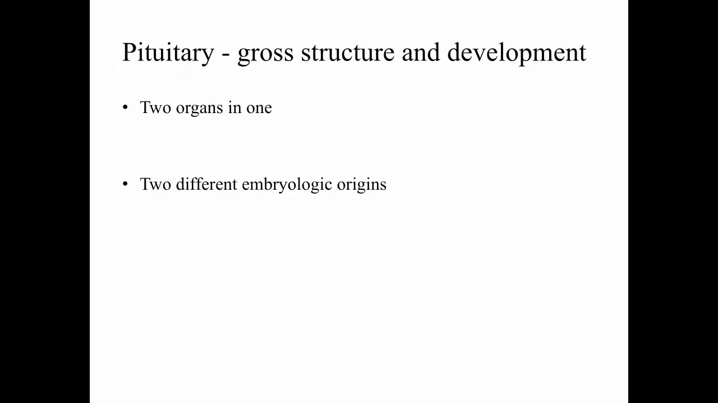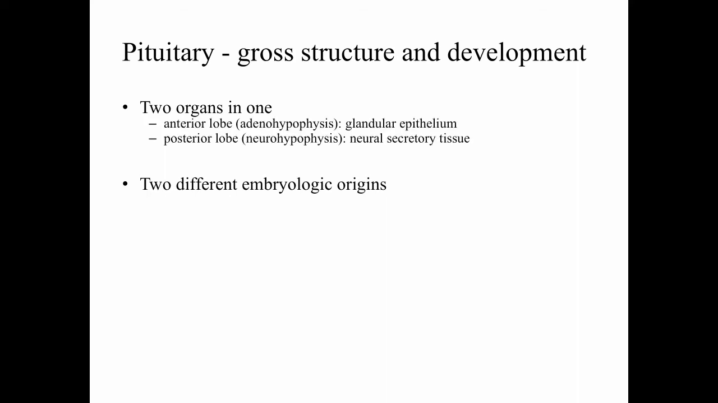physiology course. If we look at the pituitary gland, it's actually two organs in one with two distinctly different embryologic origins. The anterior lobe of the pituitary is called the adenohypophysis, and it's a typical glandular epithelium. The posterior lobe, also called the neurohypophysis, consists of neurosecretory tissue.